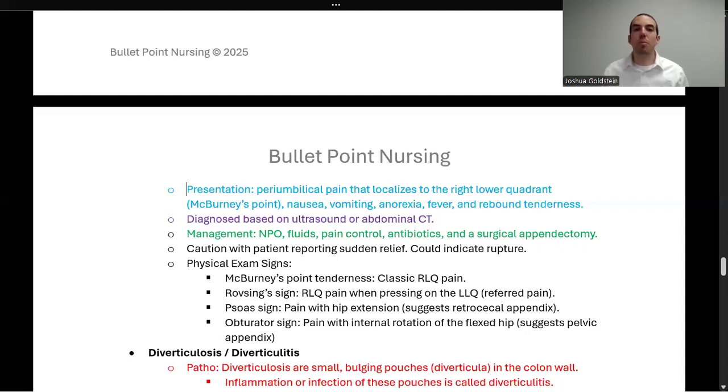How does it present? It presents with periumbilical pain that localizes to the right lower quadrant. So anytime you have right lower quadrant pain, the first thing you should be thinking of is appendicitis, because if that is what it is and it leads to rupture, that could be fatal.